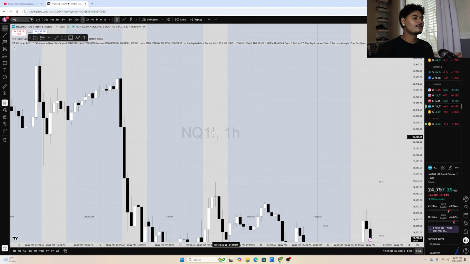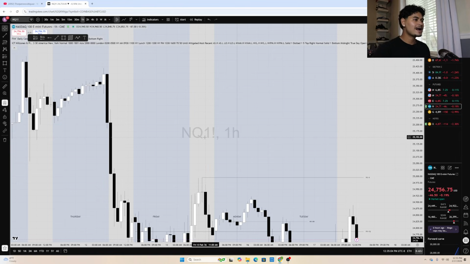All right. So first, before I go over what I look for in an entry system, I want to talk about what an entry system is. An entry system is basically what you look for after you find the correct draw on liquidity. You first want to find the draw on liquidity when you're looking for a trade. Then once that draw on liquidity is found and is the correct draw, you want to start looking for whatever entry system you're looking for.